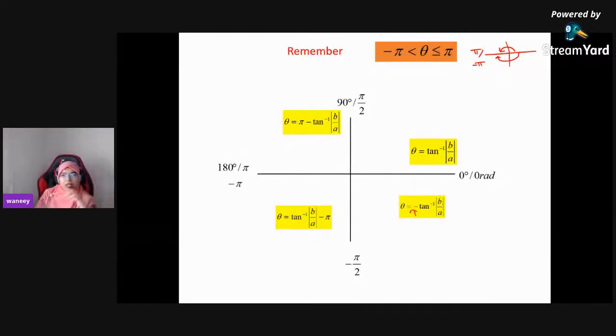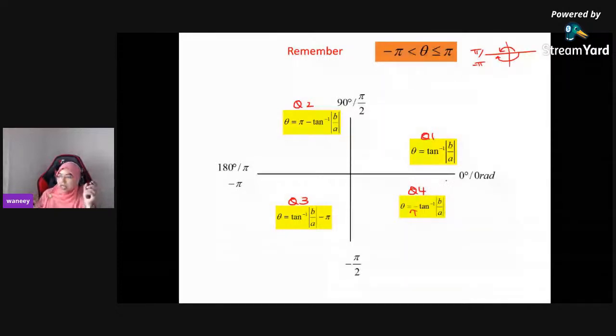So firstly, you must draw your Argand diagram first and determine where your z is. Once you know where your z is, whether it is in the first, second, third or fourth quadrant, then you use the corresponding formula. You must use the corresponding formula for each quadrant. So this is for quadrant 1, quadrant 2, quadrant 3 and quadrant 4. Okay, next.